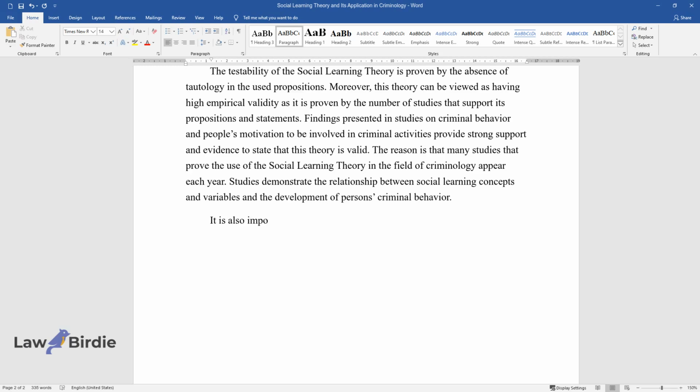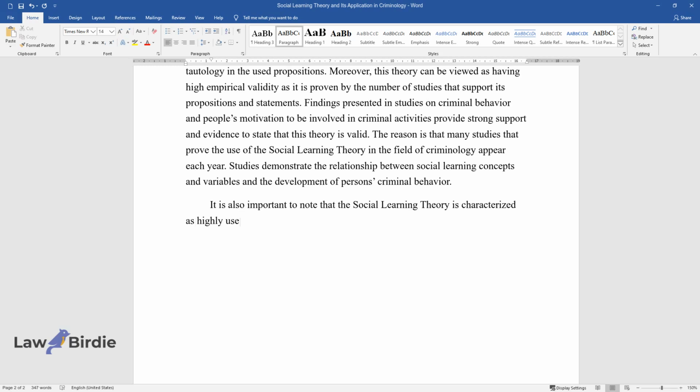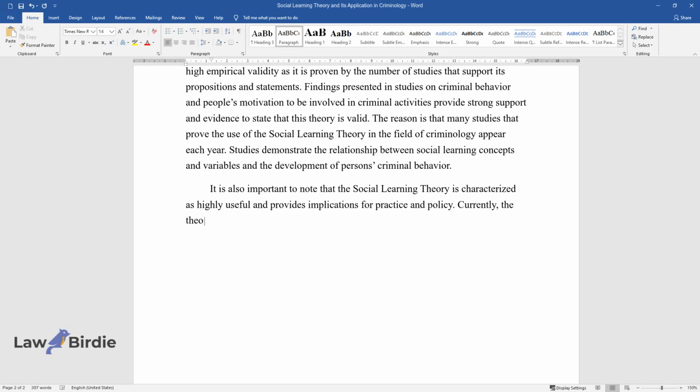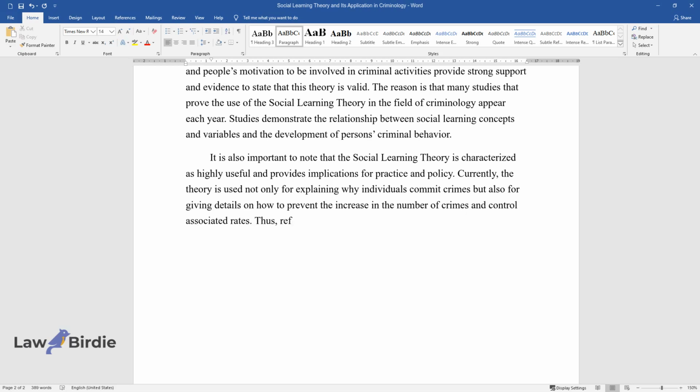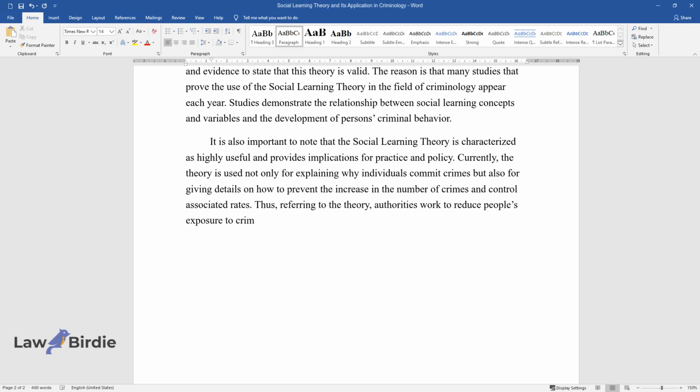It is also important to note that the social learning theory is characterized as highly useful and provides implications for practice and policy. Currently, the theory is used not only for explaining why individuals commit crimes but also for giving details on how to prevent the increase in the number of crimes and control associated rates. Thus, referring to the theory, authorities work to reduce people's exposure to crimes or deviant behaviors.